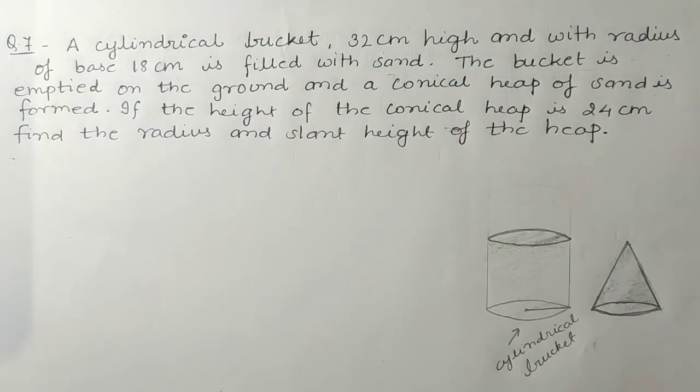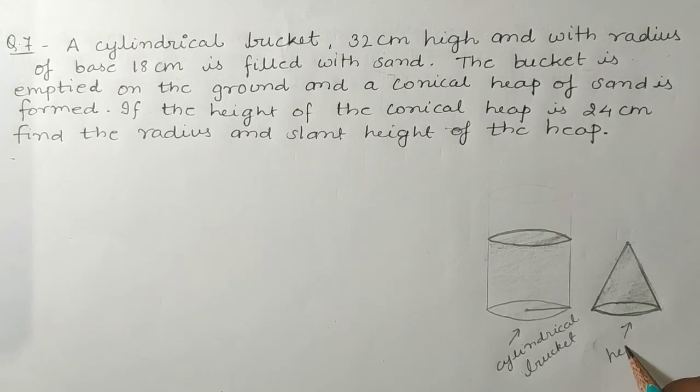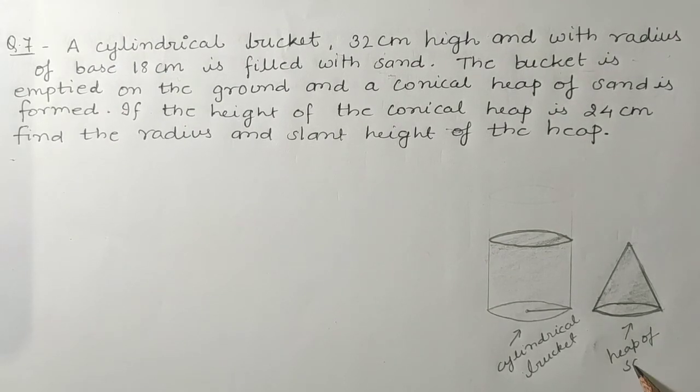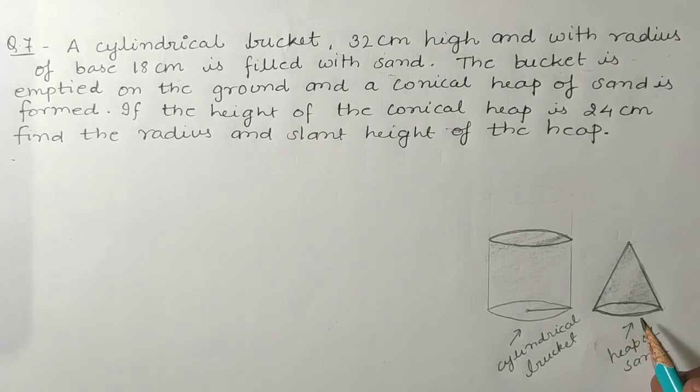What does it mean? It means there was a cylindrical bucket filled with sand, and all the sand, the bucket is emptied on the ground and a conical heap of sand is formed like this. This is a heap of sand, and it is in the shape of a cone. If the height of the conical heap is 24 centimeter, find the radius and slant height of the heap.